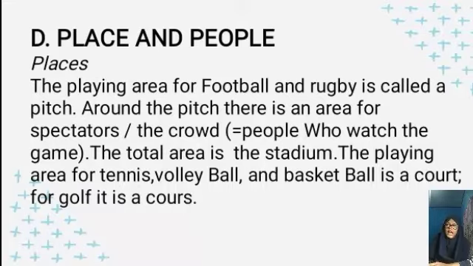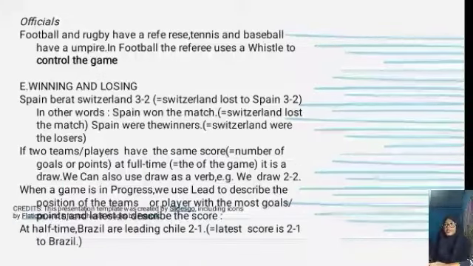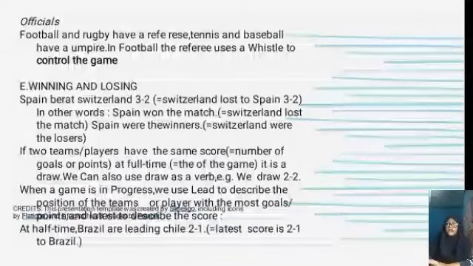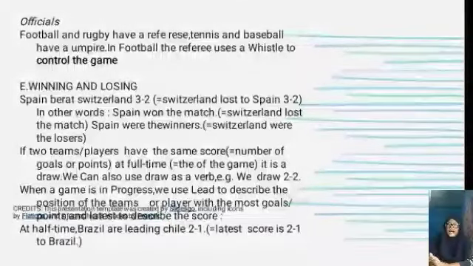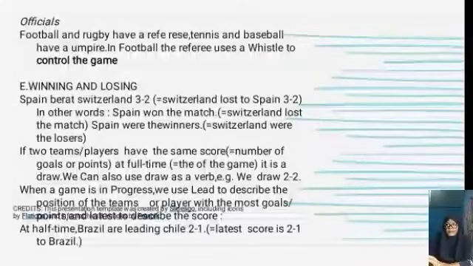The playing area for tennis, volleyball, and basketball is a court. For golf, it is a course. And we talk about officials. Football and rugby have a referee. Tennis and basketball have an umpire. In football, the referee uses the whistle to control the game.